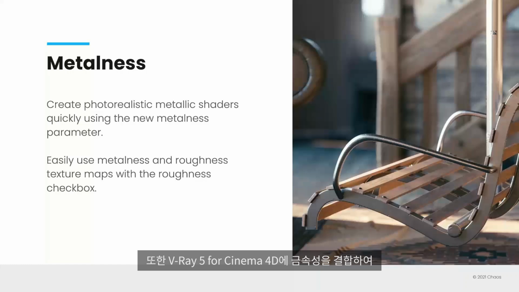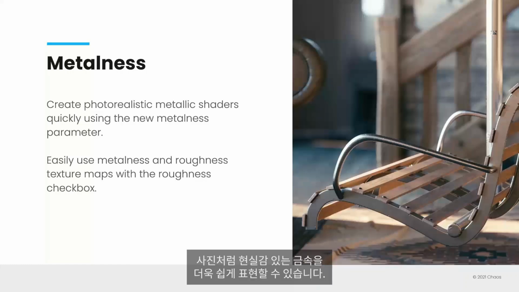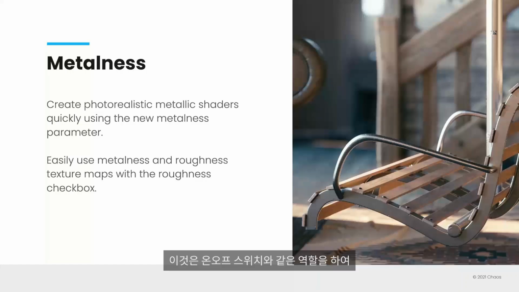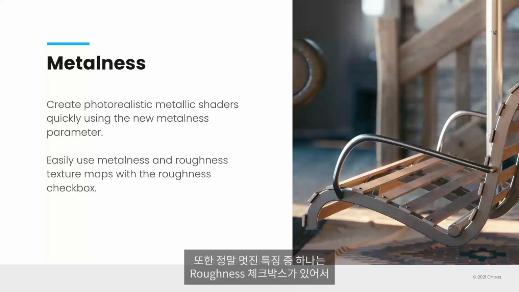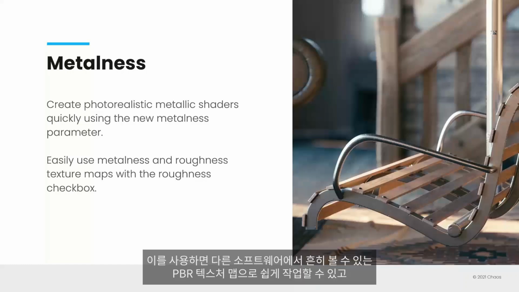And we've also integrated metalness into V-Ray 5 for Cinema 4D. So now you can very easily create some photorealistic looking metals. This basically will act as like an on-off switch. So there's a little slider for metalness that you can use to either make your materials non-metal or metallic. And a really great thing about it is that it also now has a roughness checkbox. So this allows you to easily work with PBR texture maps you commonly see with other software.